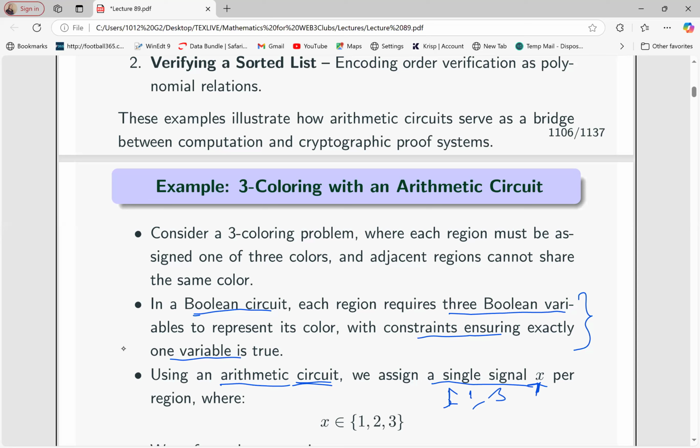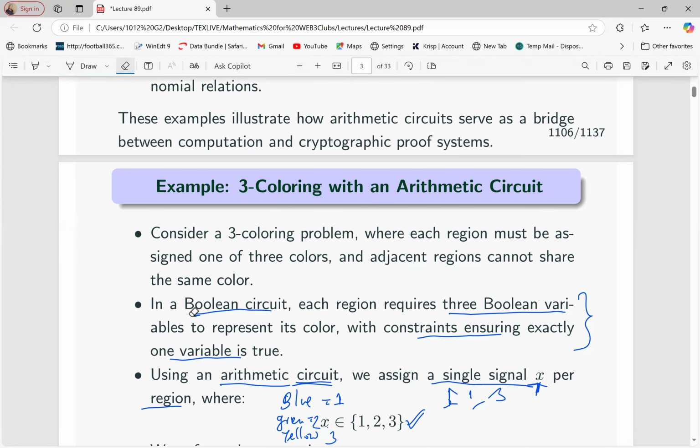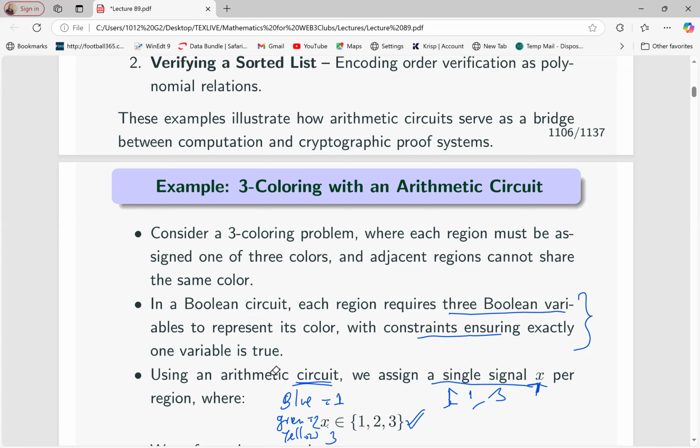where 1 would stand for one color, maybe blue. We assign blue maybe to be called 1, green to be 2, and maybe yellow will be 3. So supposing I have these 3 colors, I would assign each of these colors a number, 1, 2, 3. That's why I've said we assign a single signal X per region. So every region is assigned a single signal, and the signal is just a member of this set, 1, 2, 3. When I give an example, you'll see this one will be very clear.